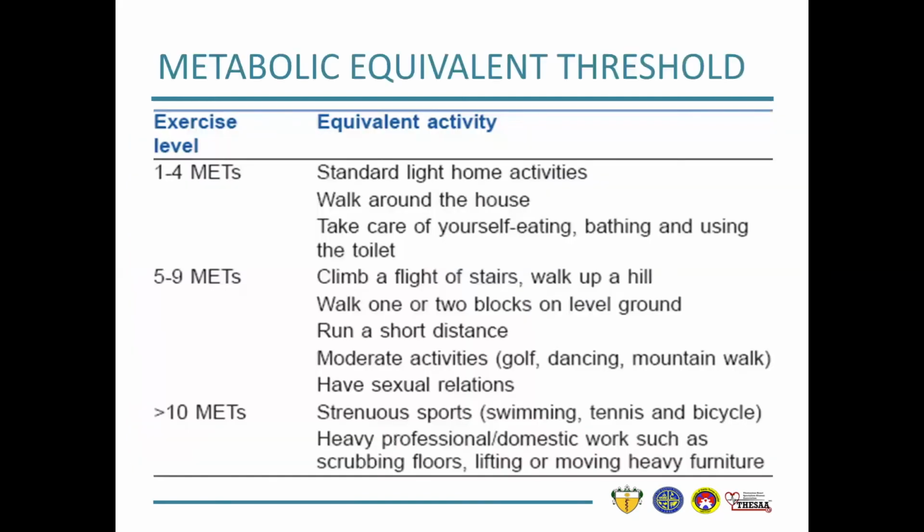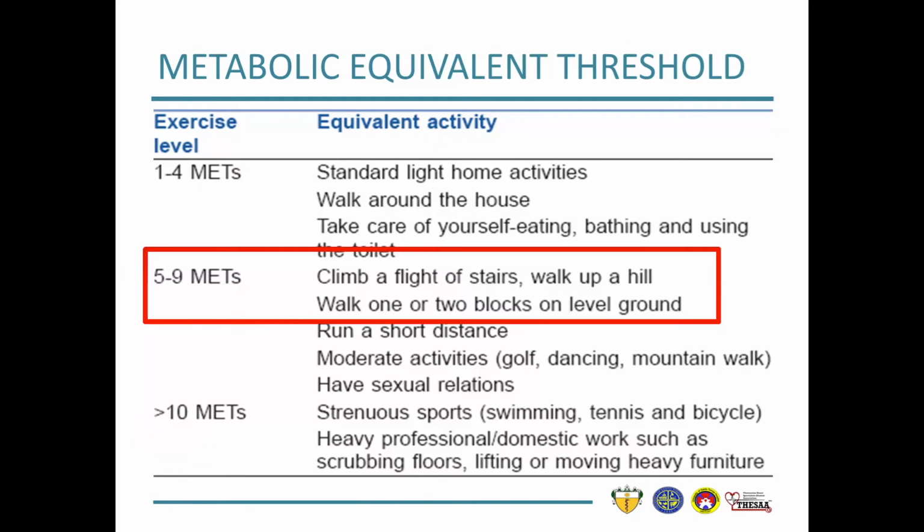We can also estimate functional capacity by determining the metabolic equivalent of an activity that a patient can do without symptom. A patient with good functional capacity has 4 to 5 METs, or he must be able to climb a flight of stairs or walk uphill, or even have a short distance run.